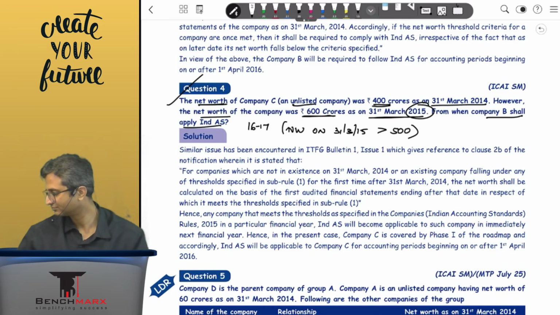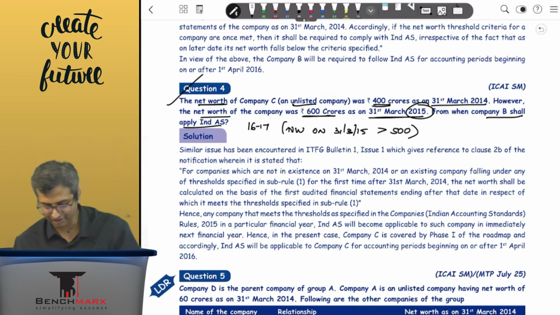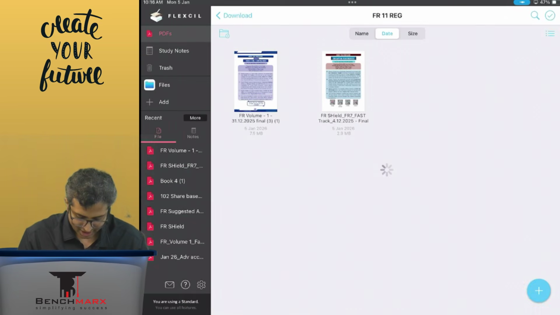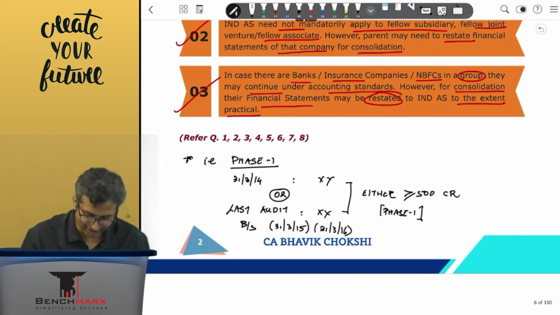What is 31st March 2015? Yeah, greater than equal to. Sorry, it is not just greater than. It is greater than equal to everywhere.